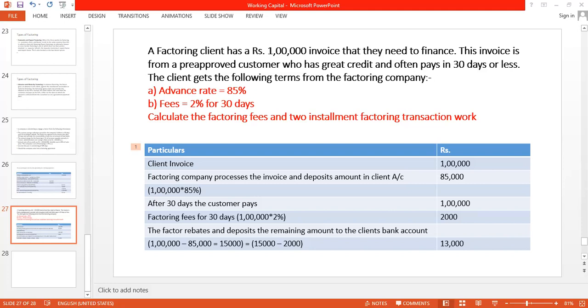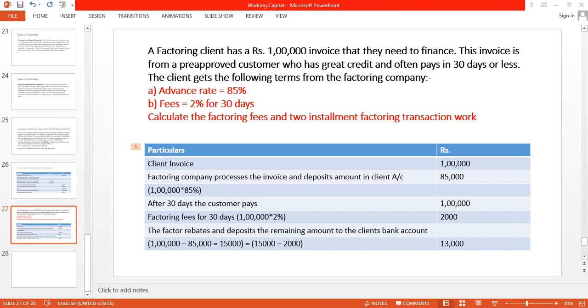Factor is an agent. The agent received this invoice of 1 lakh. After receiving this invoice, he will process the invoice. He will deposit some amount in the account of the client, that means the company's account. It will deposit 1 lakh into 85%. The agent will deposit this money in the account of the company immediately after receiving the invoice.